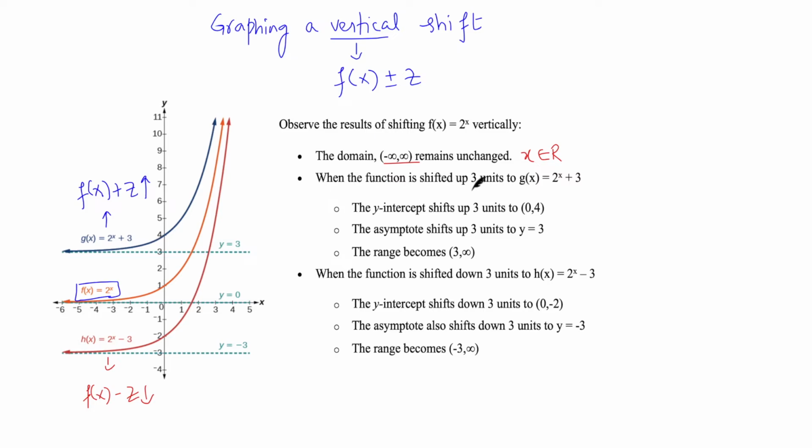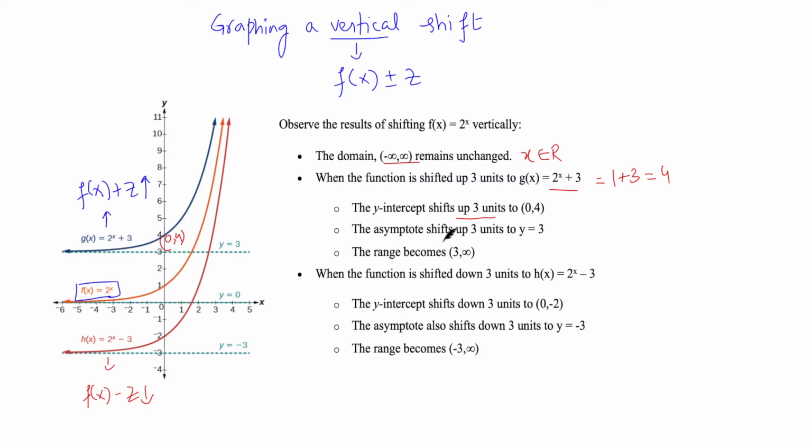So when the function is shifted up 3 units, like in this scenario, let's discuss g of x first. We have 2 raised to power x plus 3. The y-intercept shifts up 3 units. So when you shift 3 units up, the y-intercept will become (0, 4). Please remember, this does not mean that the y-intercept is 3. If you replace x with 0, you will get 1 plus 3, so that will result in 4. Remember, our reference point is (0, 1) and not (0, 0).